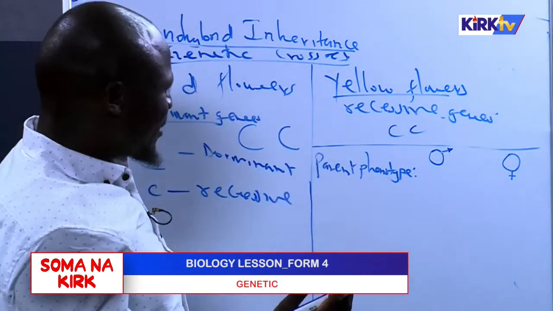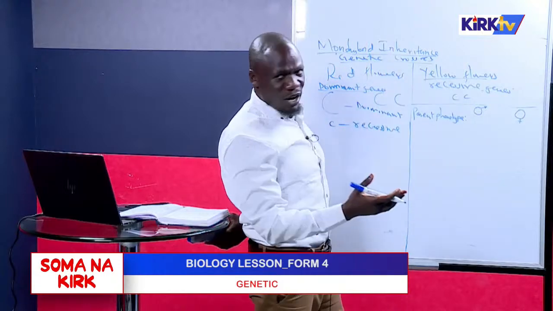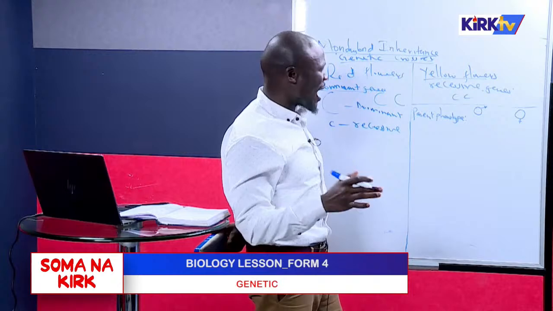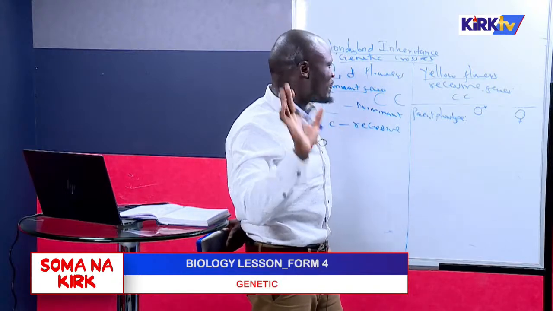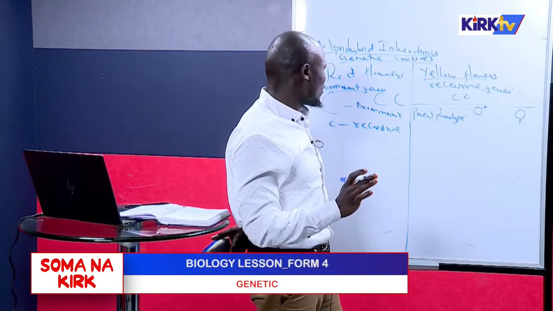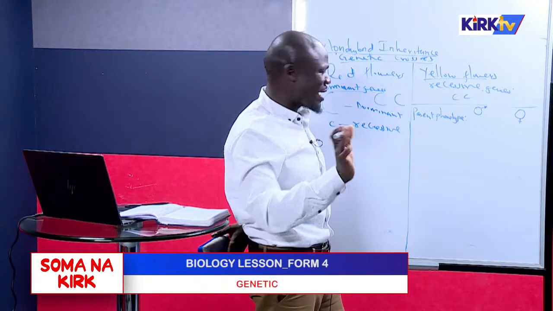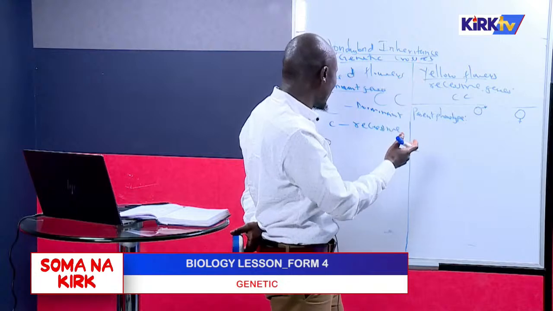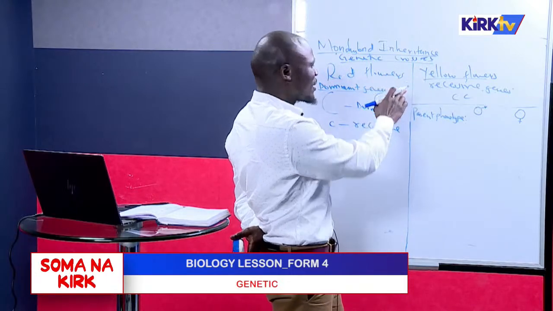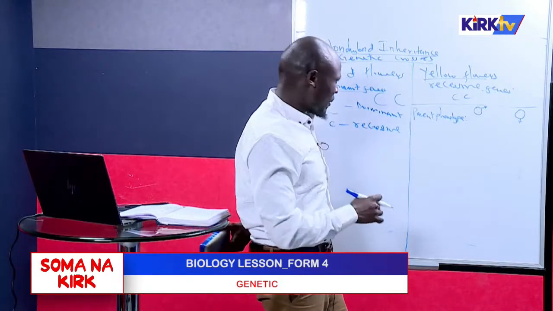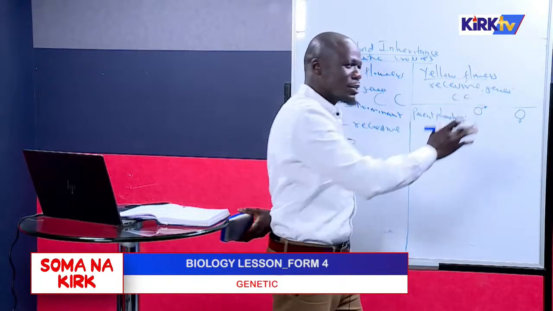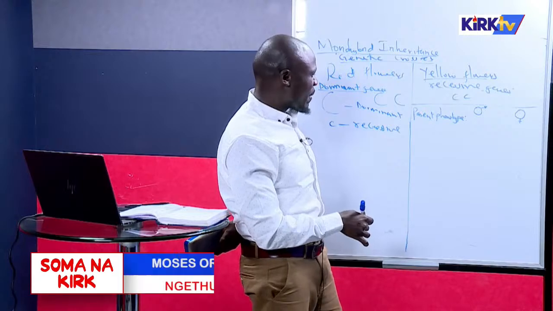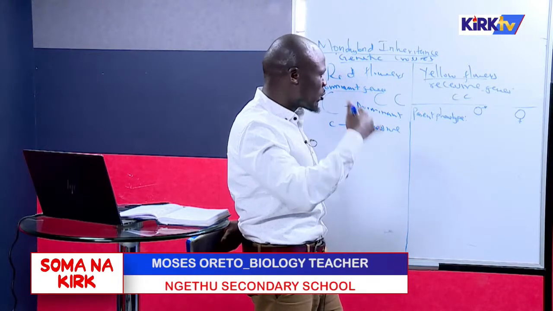So I just say, let the one with the red flowers be the male, or you can say it is the female. It doesn't matter unless they have been specific on that area. But if they are not specific, you can decide which one should be the male and which one to be the female. So I've decided, let the one with the red flowers be the male and the one with the yellow flowers be the female. So how do I represent the parent phenotype? What I'm able to see.